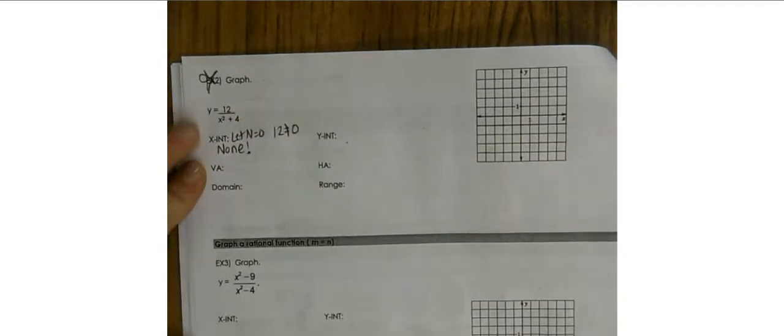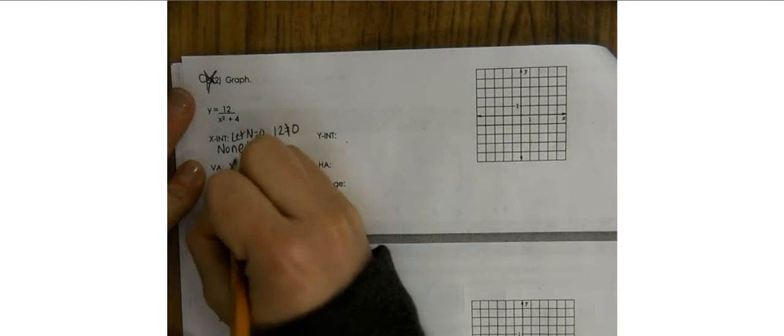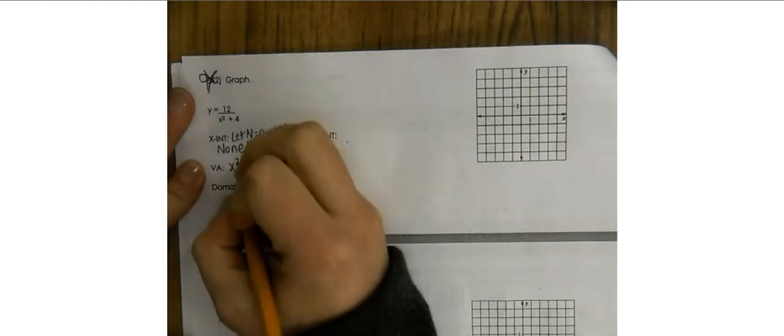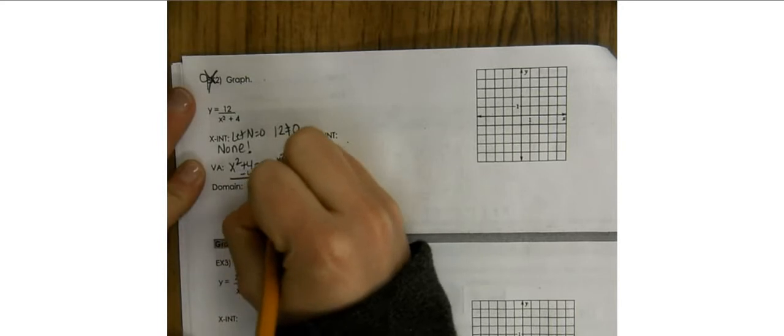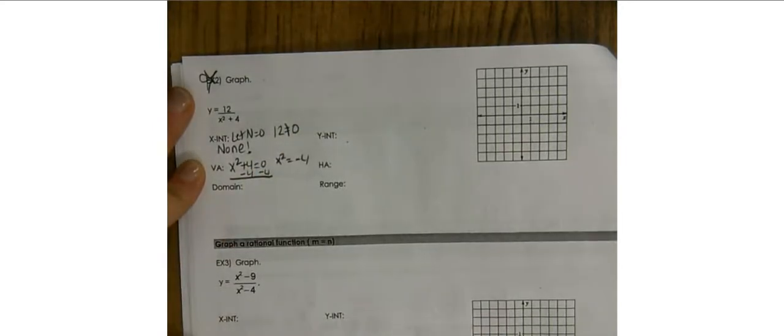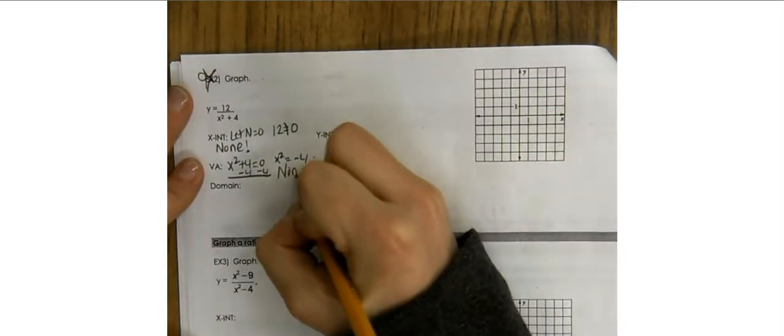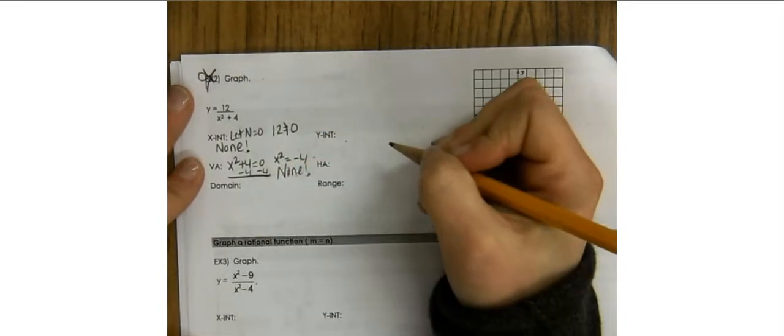For a vertical asymptote, I have x squared plus 4 is equal to 0. I'm going to subtract 4 on both sides, and I end up with x squared is equal to -4. Now, if you know automatically at this step that this is not going to produce anything real, then you can go straight to none, that this is not going to produce any sort of real vertical asymptote. So we have none.